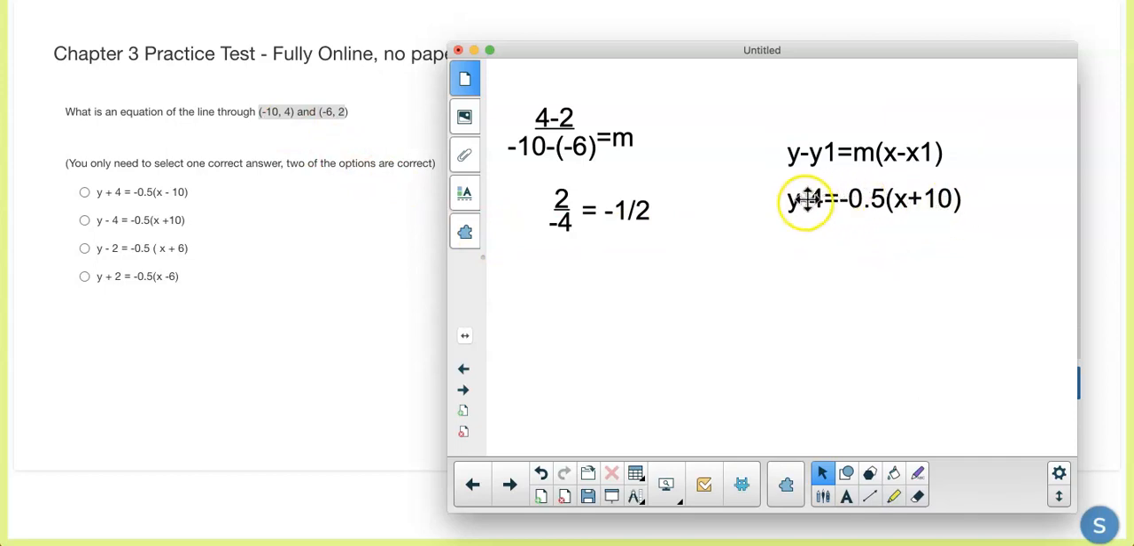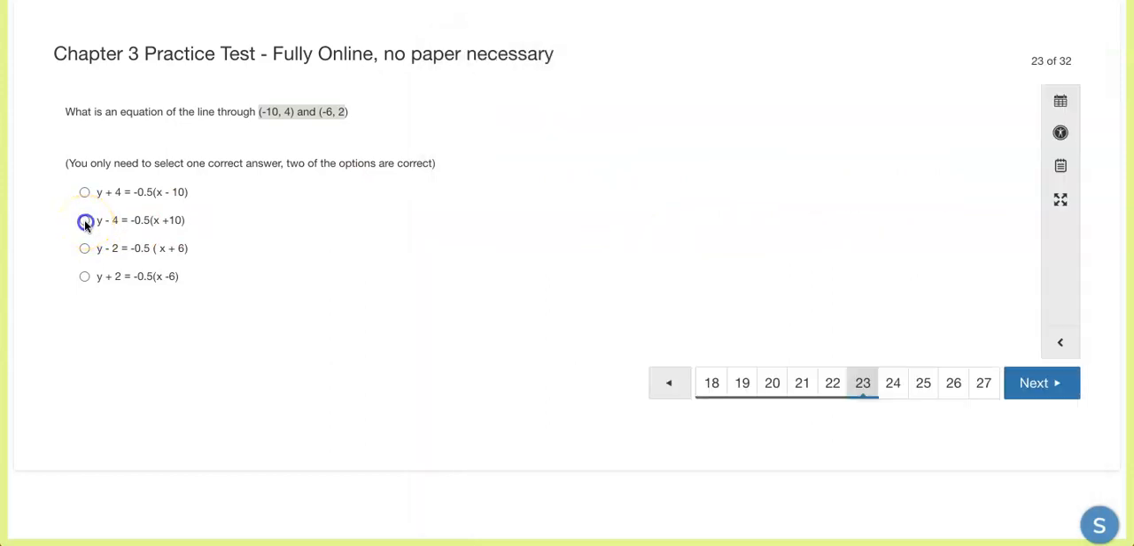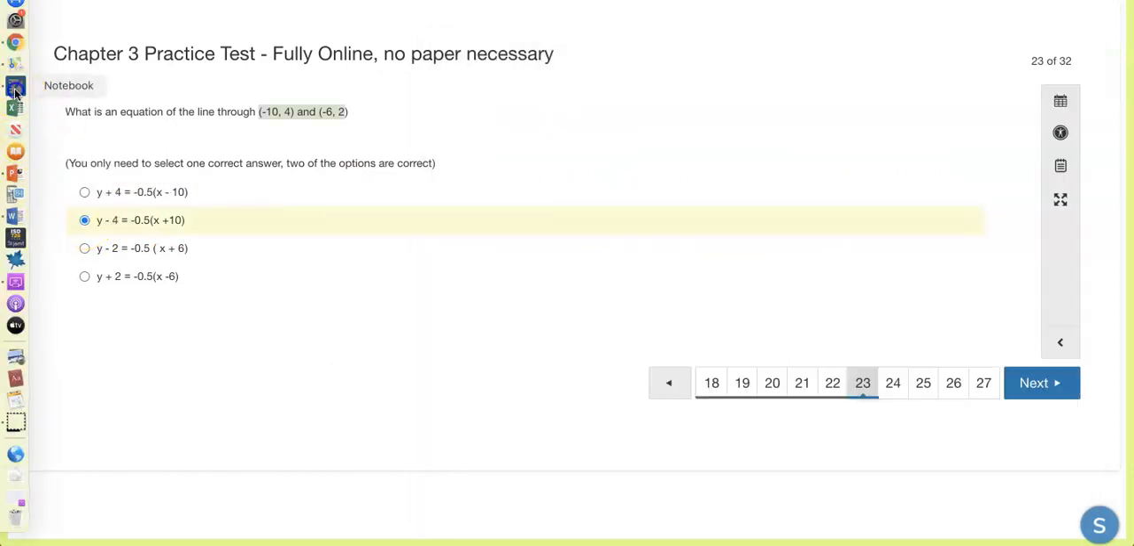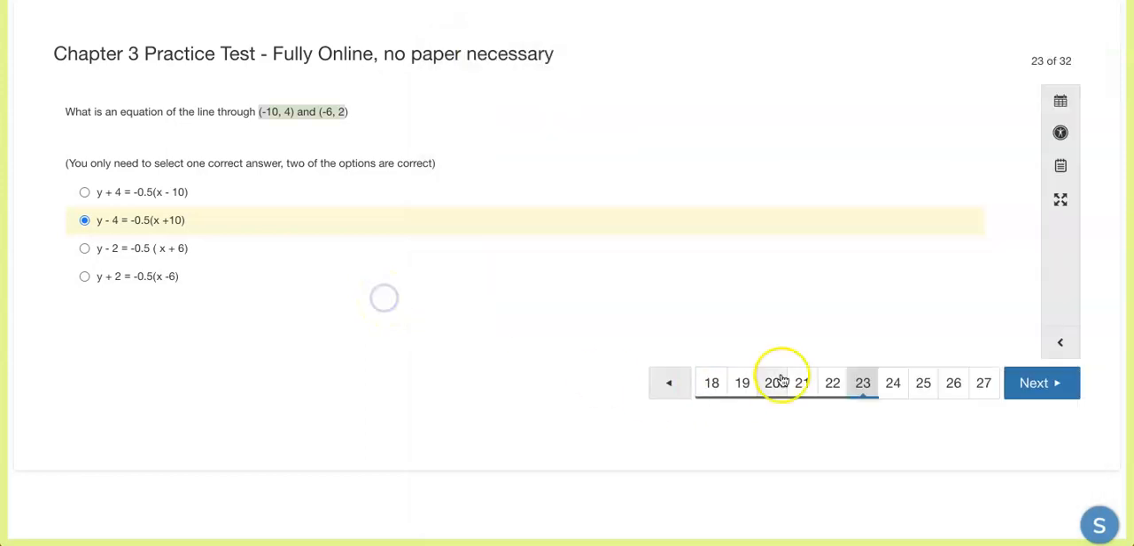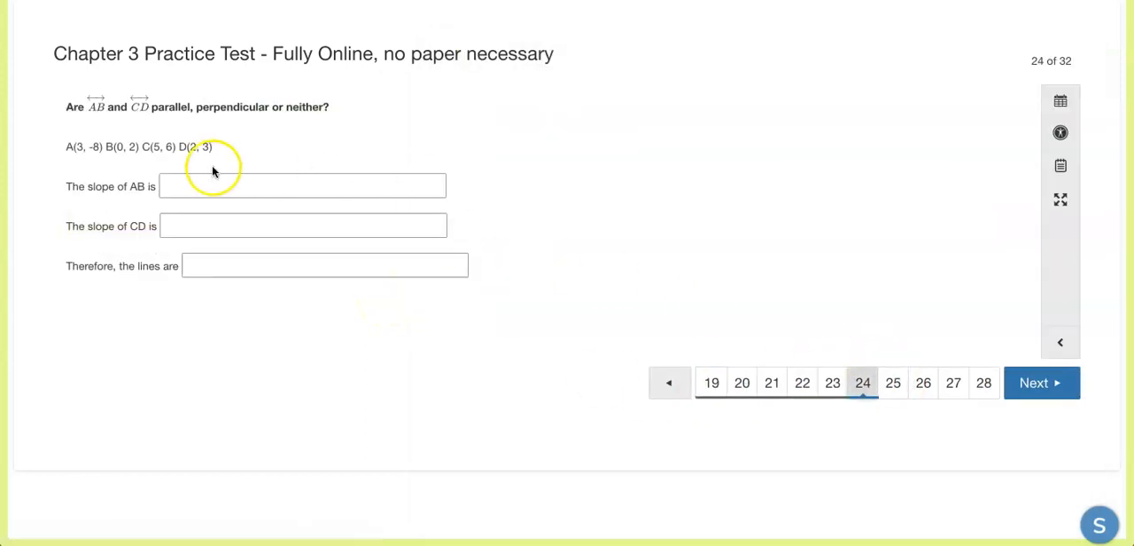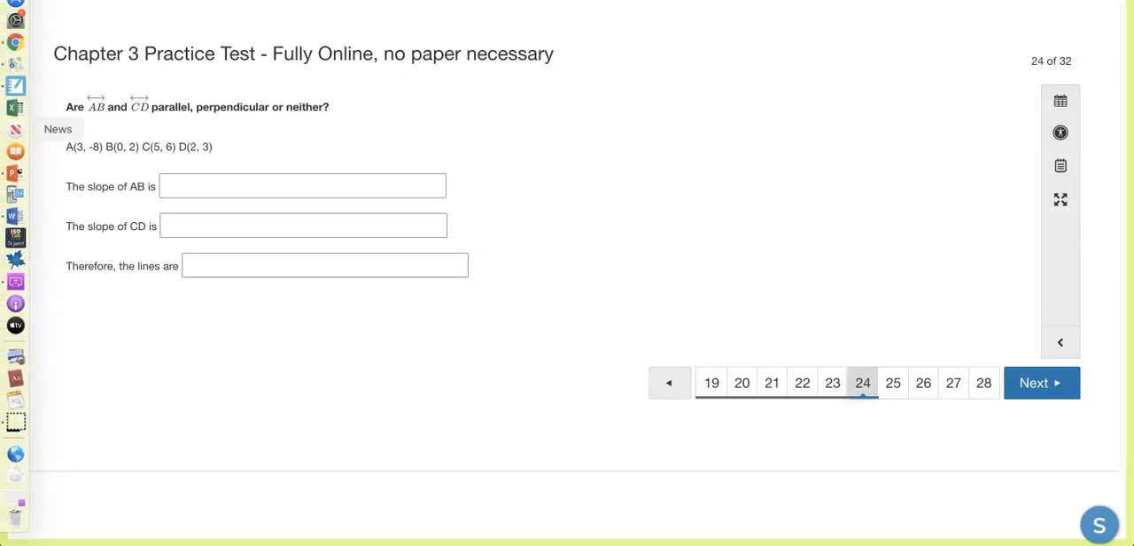And here's my answer here. Okay, so y minus 4 is equal to -0.5 and then x plus 10. So that's one of the correct answers. If I would have used this one, I could have also gotten, let's see, this one as an answer. These two are actually the same line. So if you have to do point-slope form, it doesn't matter which point you pick. You can pick either one. Okay. All right, parallel, perpendicular, or neither.